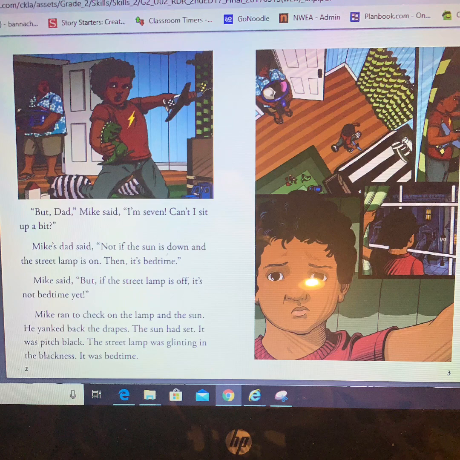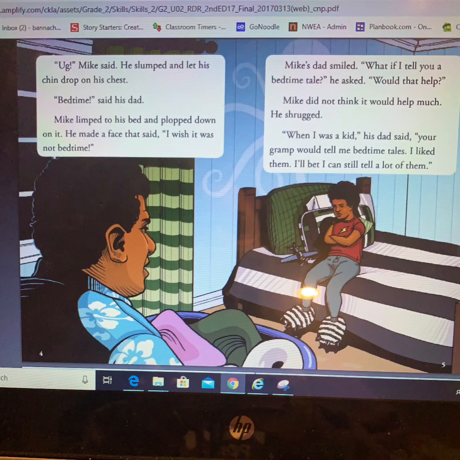He yanked back the drapes. The sun had set. It was pitch black. The street lamp was glinting in the blackness. It was bedtime. Ugh, Mike said. He slumped and let his chin drop on his chest. Bedtime, said his dad. Mike limped to his bed and plopped down on it. He made a face that said, I wish it was not bedtime.